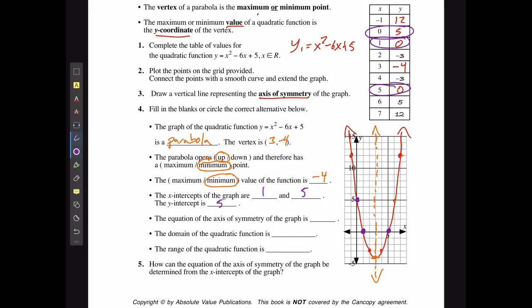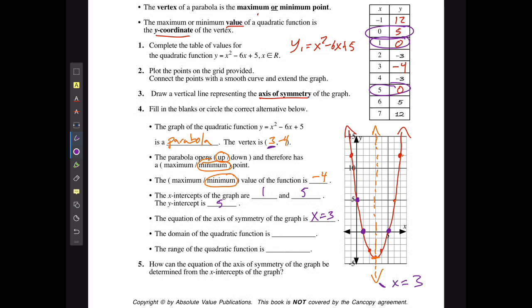The equation for the axis of symmetry is always going to be in the form of x equals. Any vertical line represents x equals. So if I'm looking at this line and I said x equals, well, the value of x all the way through this line is always 3. You can also state the axis of symmetry as x equals the x value at the vertex. If the vertex is 3 and -4, it would be x is equal to 3.